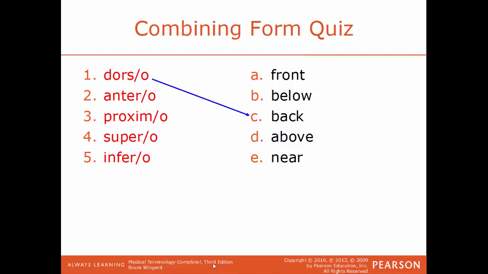The first one, dorso, would mean back, like dorsal. Antero means the front, like anterior. Proximo, near, like proximal. Supero, above, like superior. And the opposite of that, infero, would mean below, like inferior. And here are the answers to these 5 very common, very basic combining forms.